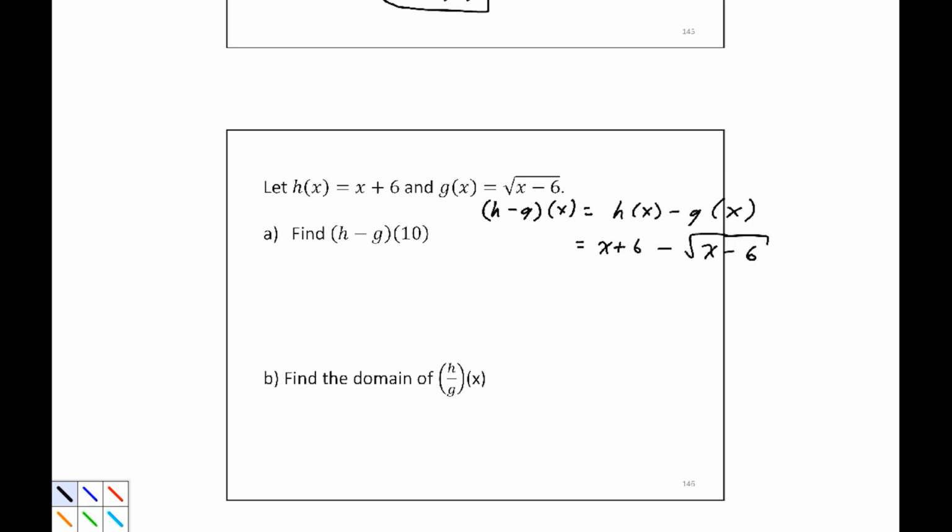Now there are no terms I can combine there, so let's evaluate this at 10. So this will be 10 plus 6 minus the square root of 10 minus 6. Well, this is 4, so the square root of 4 is 2. So we'll bring that down. So that would be 16 minus 2, or 14. That is the value we are after.